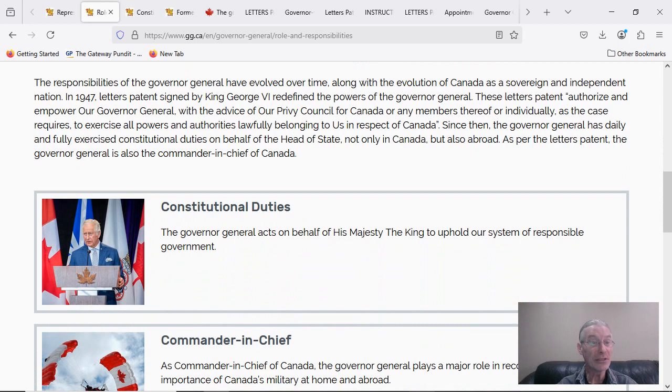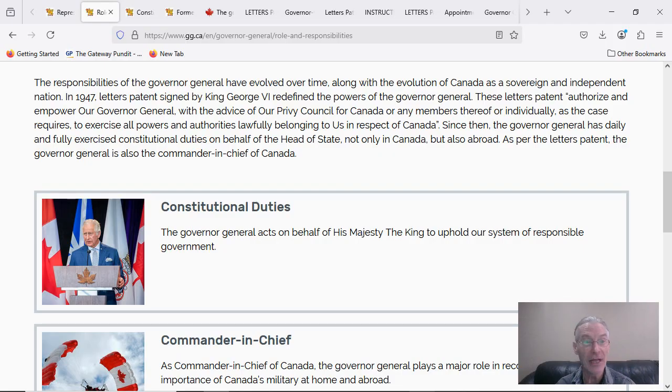Good grief. The responsibilities of the Governor General have evolved over time, along with the evolution of Canada as a sovereign and independent nation. The fraud has evolved over time. In 1947, letters patent signed by King George VI redefined the powers of the Governor General. These letters patent authorize and empower our Governor General, with the advice of our Privy Council for Canada or any member thereof or individually, as the case requires, to exercise all powers and authorities lawfully belonging to us in respect of Canada.